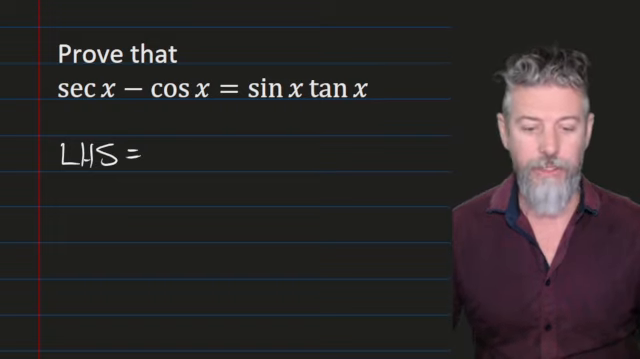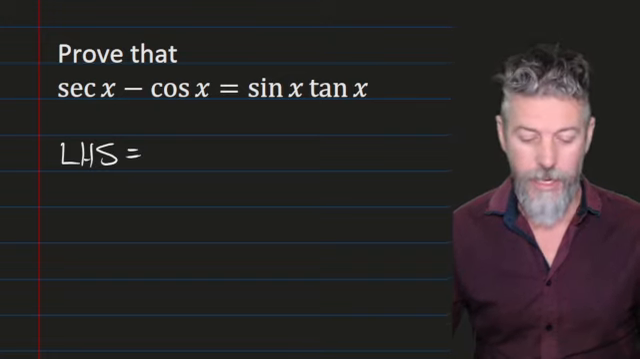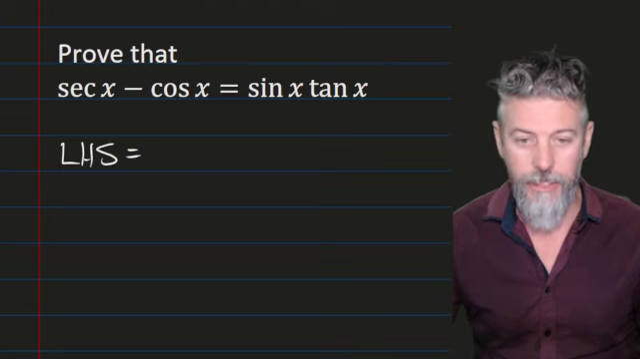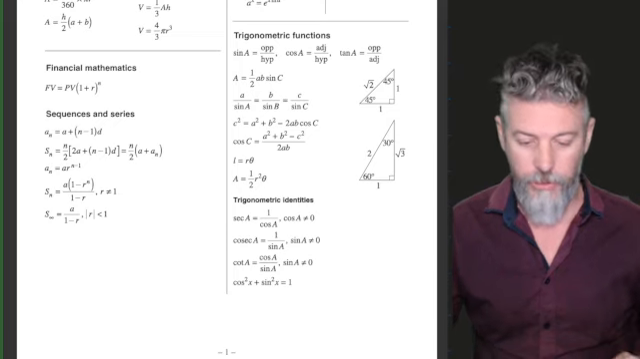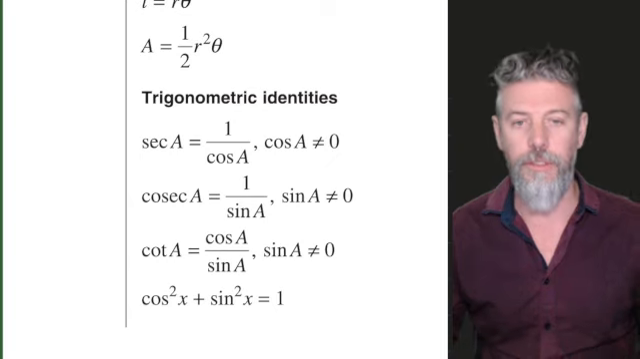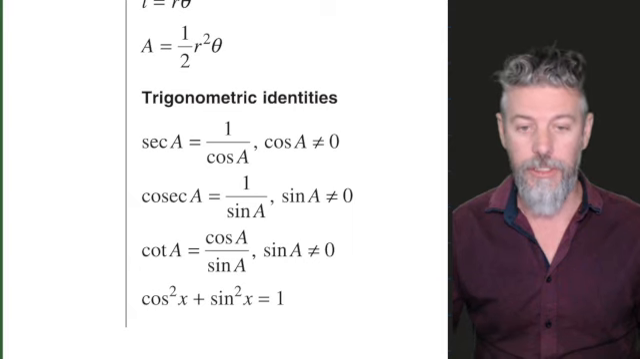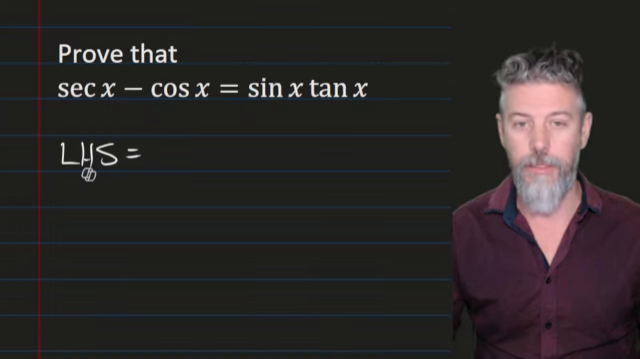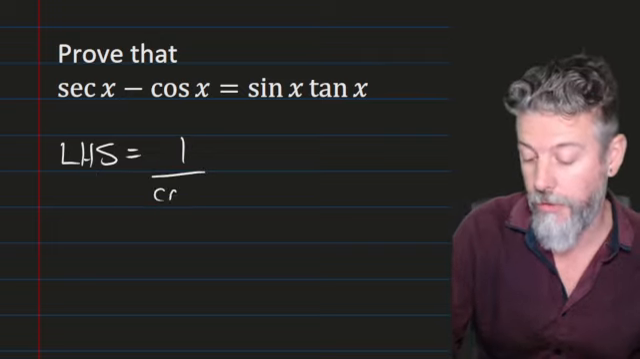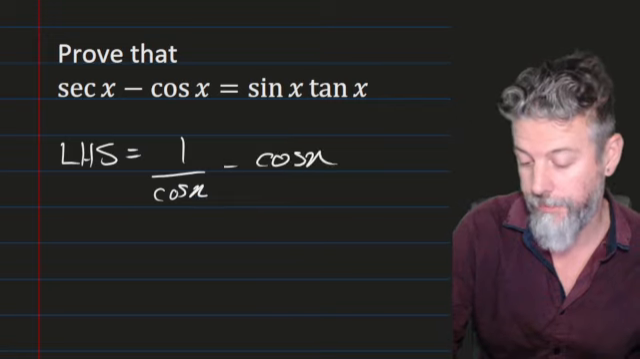Maybe you're forgetting that as well. Never fear, because there's a reference sheet. And on the reference sheet, there are trigonometric identities. Here it is, and I'm going to zoom in so you can see them. It tells you what sec is related to. It's 1 on cos. So because it's given to us, we can go ahead and make that substitution. So the left-hand side is going to be 1 on cos x minus cos x.